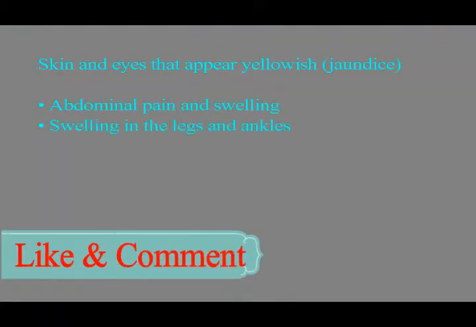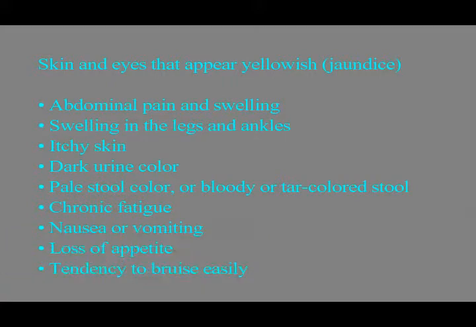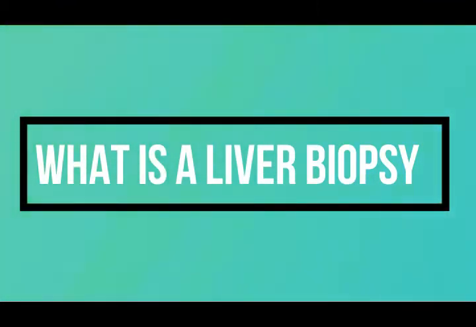Skin and eyes that appear yellowish, jaundice. Abdominal pain and swelling. Swelling in the legs and ankles. Itchy skin. Dark urine color. Pale stool color, or bloody or tar-colored stool. Chronic fatigue. Nausea or vomiting. Loss of appetite. Tendency to bruise easily.